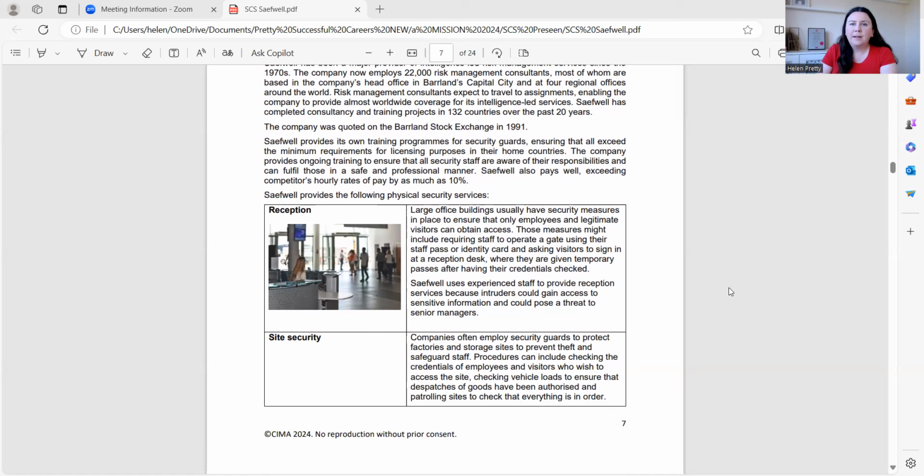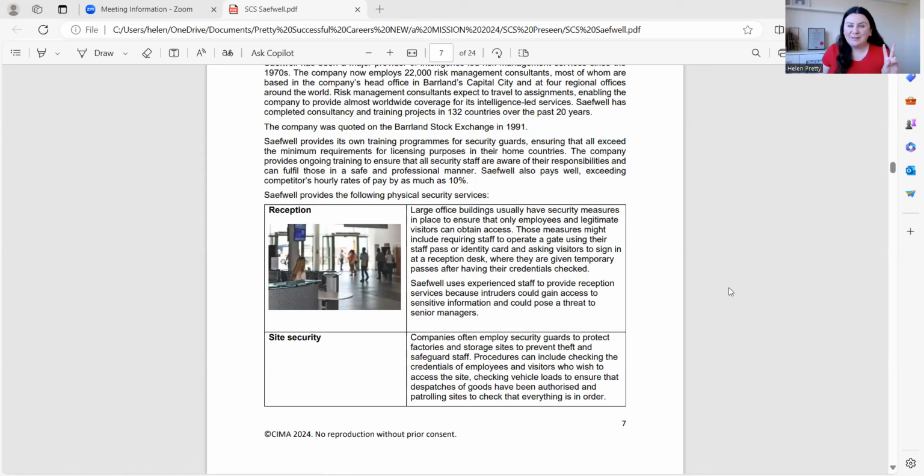Large office buildings usually have security measures in place to ensure that only employees and legitimate visitors can obtain access. These measures might include requiring staff to operate a gate using their staff pass or identity card and asking visitors to sign in at a reception desk, where they are given temporary passes after having their credentials checked. Saefwell uses experienced staff to provide reception services because intruders could gain access to sensitive information and could pose a threat to senior managers.